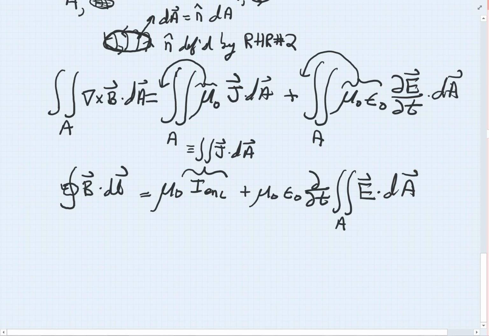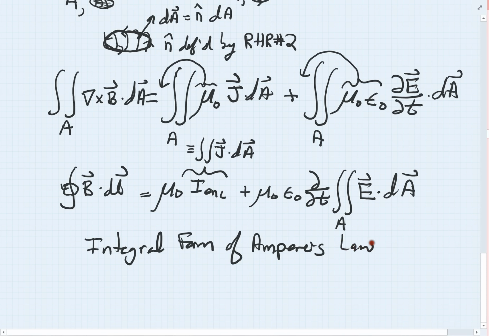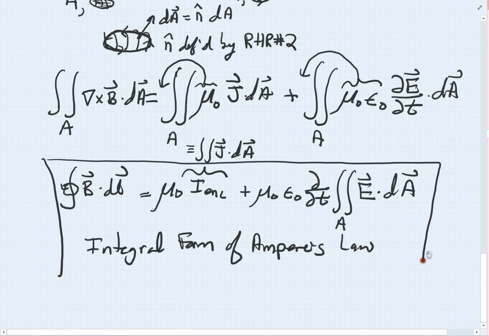So what we have here is the integral form of Ampere's law, which follows directly from the differential form. And that differential form we derived by taking Biot-Savart and simply searching for an equivalent differential equation. So that then is our next, what is known as a Maxwell equation.